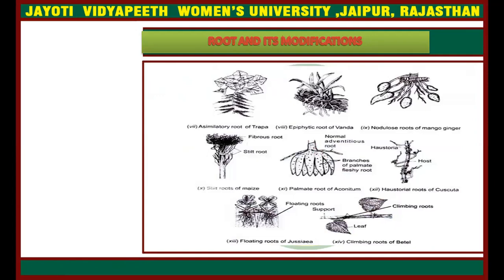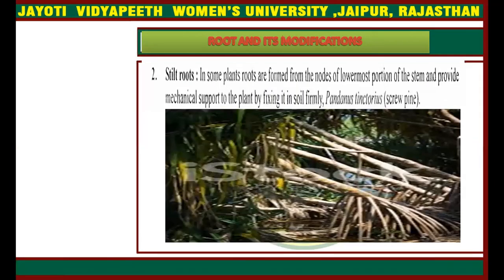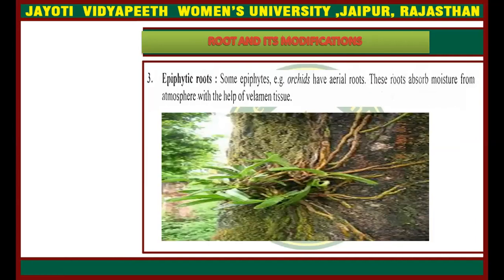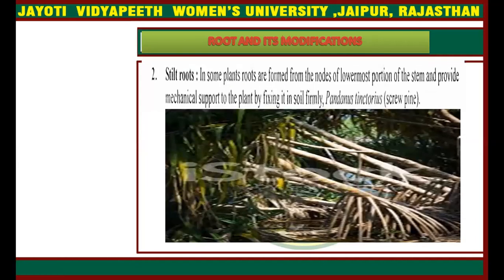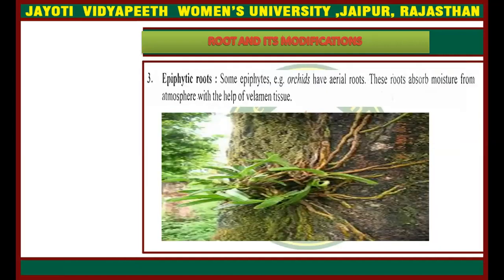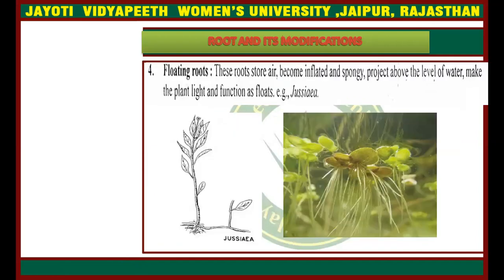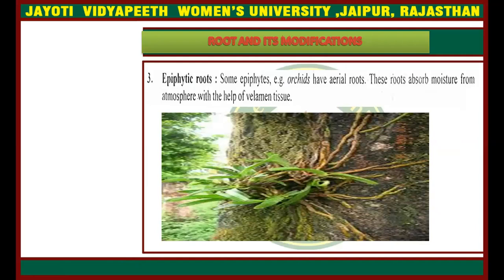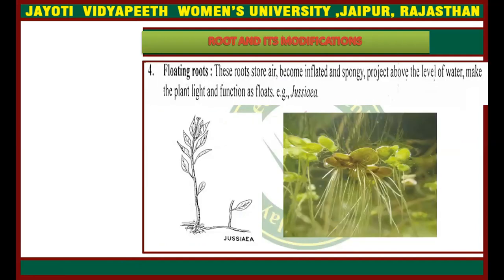Now, the second modification we have is stilt roots. What are stilt roots? They are formed from the nodes of the lower portion of the stem and provide mechanical support to the plant. Now these are epiphytic roots like orchids. They absorb moisture from the atmosphere and help in development.